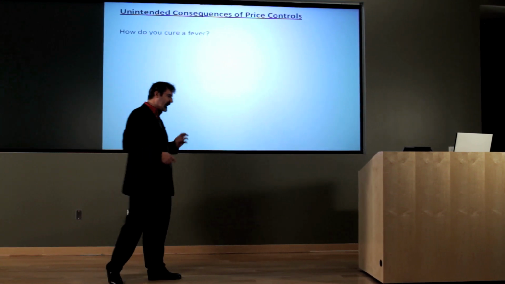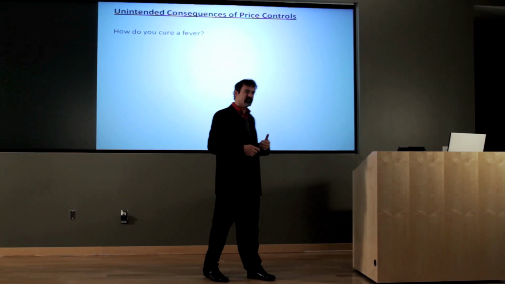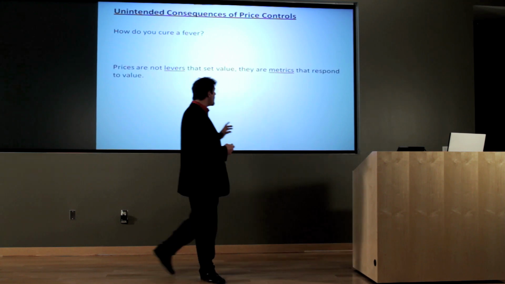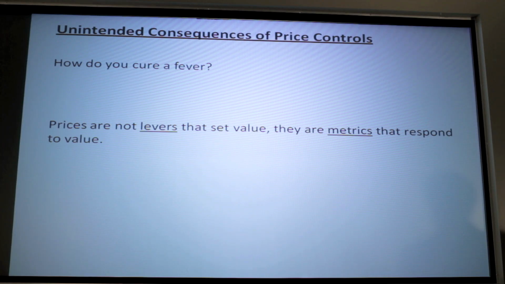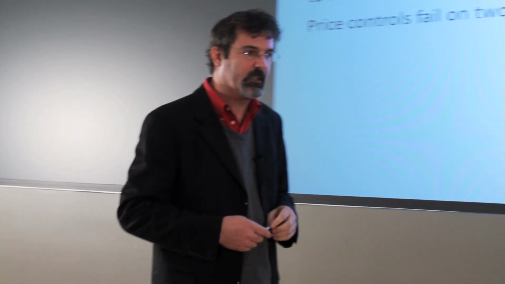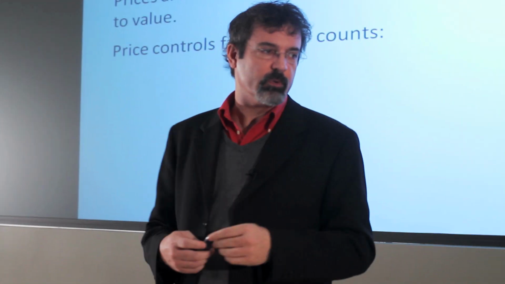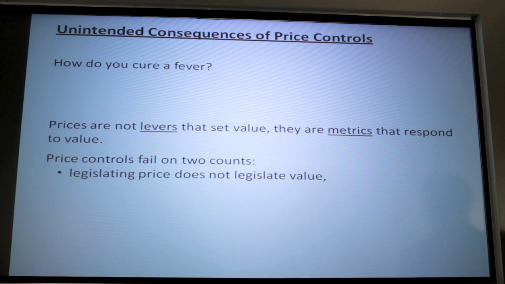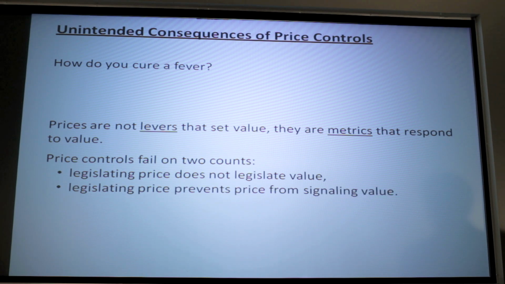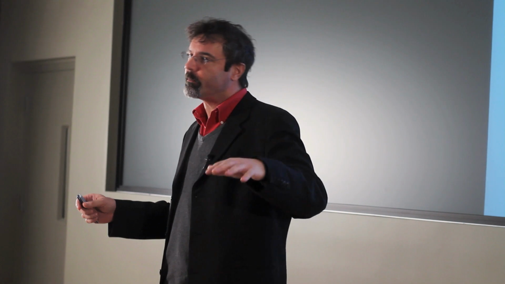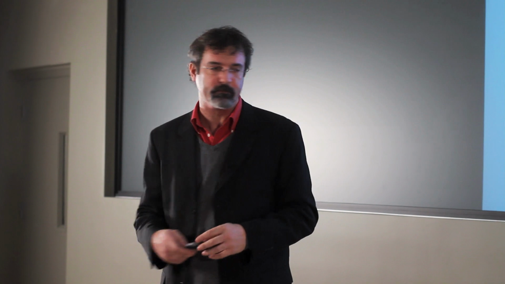But that's exactly what happens when the government tries to legislate prices. Prices are not levers that set value. They're metrics that reflect value, like the thermometer. So price controls will tend to fail on two counts. First, legislating price does not legislate value. Second, prices serve a great purpose. That is, they signal value to the rest of the economy. When the government attempts to legislate prices, it stops the prices from signaling value.